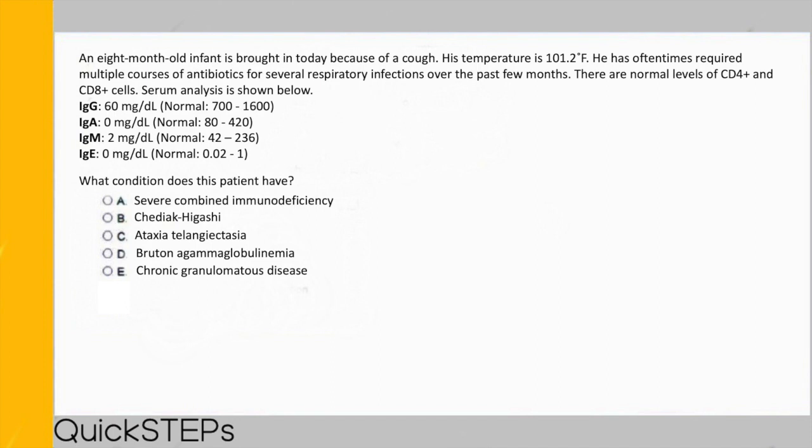So what does that also imply? That means you have normal IgM. And we see just from the numbers, IgM is 2 milligrams per deciliter, and that's low compared to the normal. So that can't be the answer either.